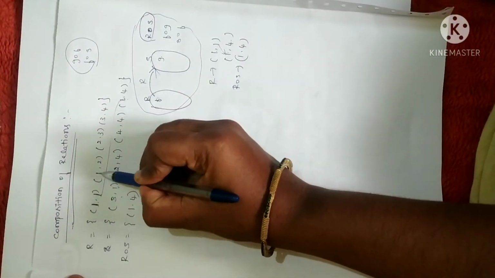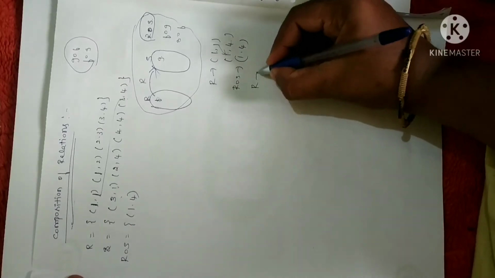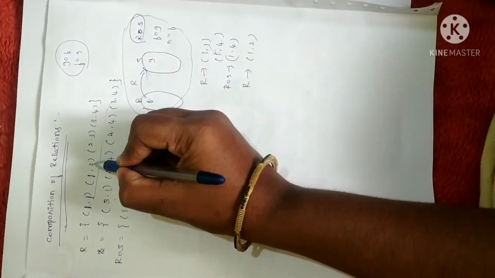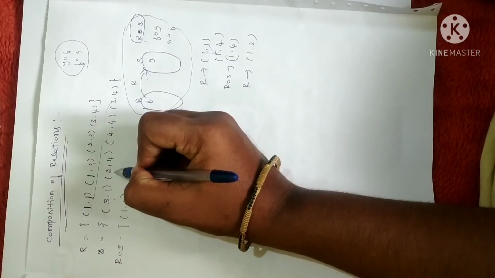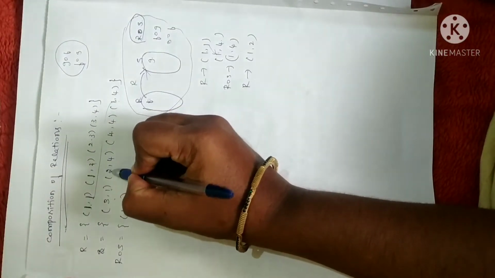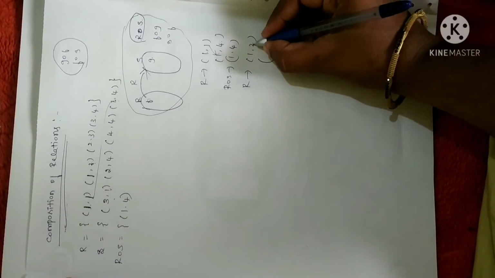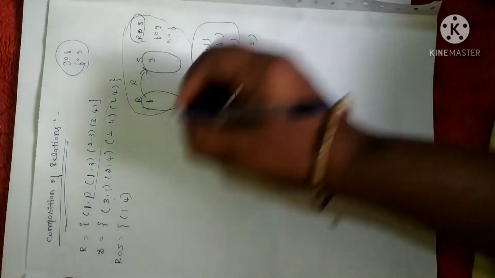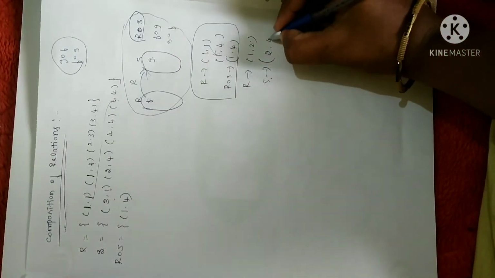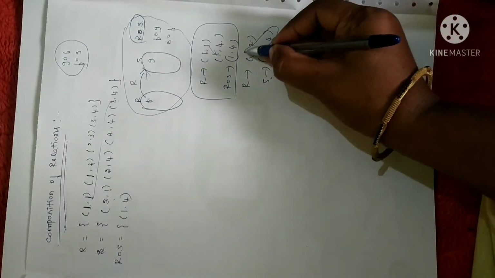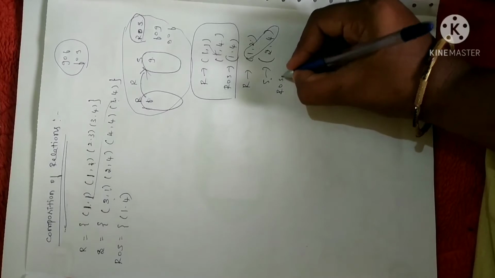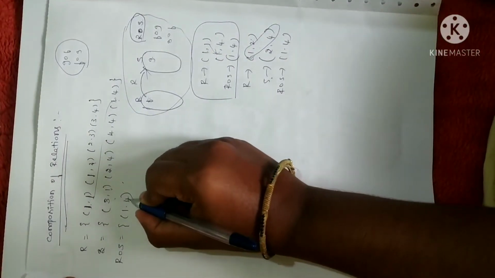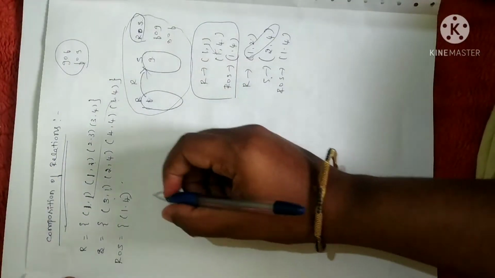I'll give you one more example. See here. I have an element (1,2) in R. Now, look at the element in S which starts with 2. Why? Because I have an end element 2 in R. So, I have to look at S. S has (2,4). Then, this element will be there in R composition S. It is (1,4). Again, I have written. Already I have written that, so no need to write it again.